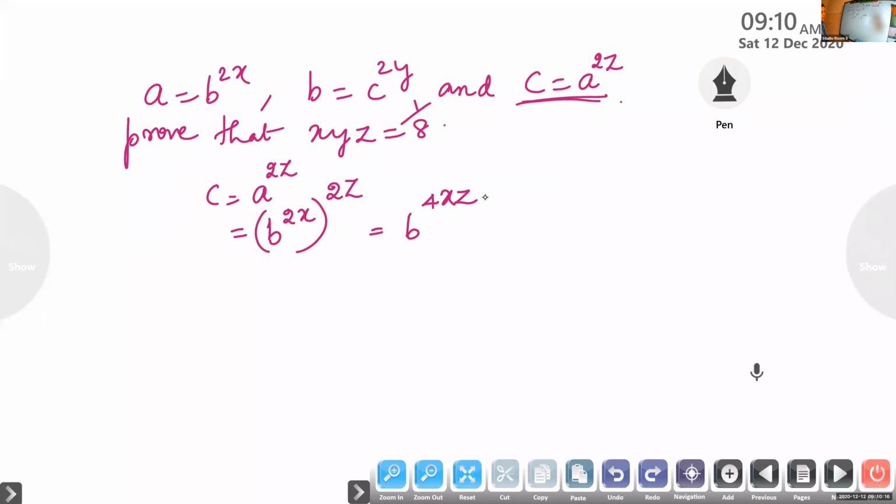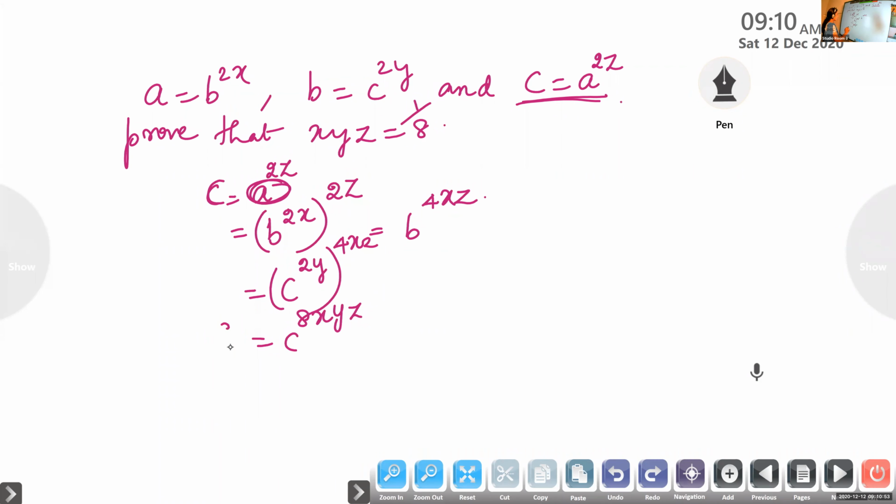Is it okay, Anila Mohanan? Yes, ma'am. We are starting from c. c is equal to a raised to 2z. We are substituting for a. a is b raised to 2x, power 2z. Now power to power, we multiply the powers. Now what is b? c raised to 2y, raised to 4x. Again power to power, so we multiply. So c raised to xyz.